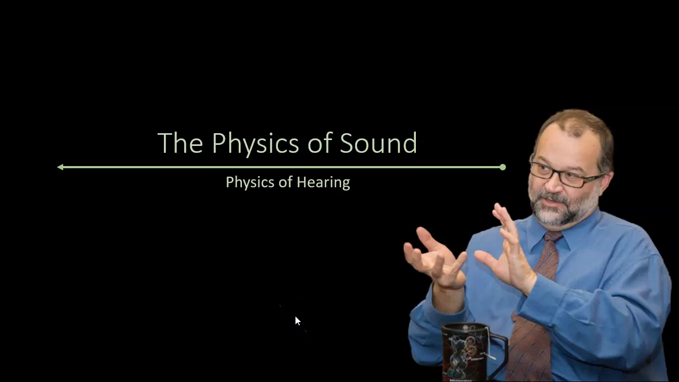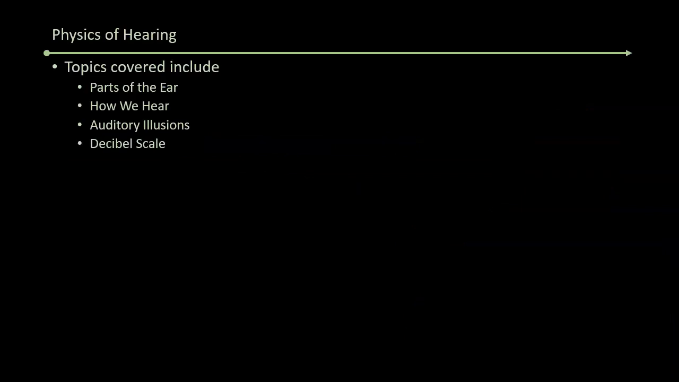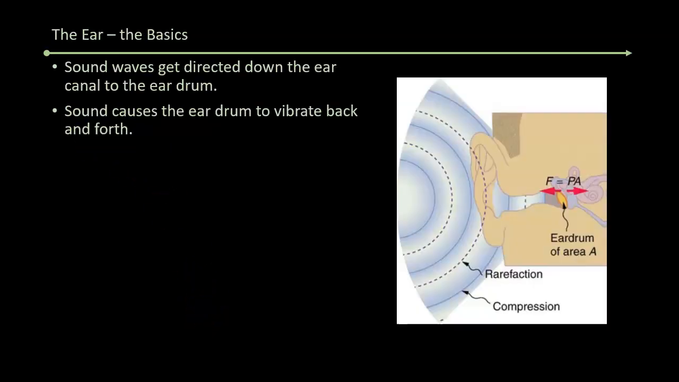We're going to talk about the physics of hearing, how we hear, and a good bit about the ear, and the scale we use when we talk about hearing and sound intensity. The topics covered include the parts of the ear, how we hear, that's all wrapped up in the parts of the ear. I've thrown in some auditory illusions for you so you can go listen to those and play with those. And then we're going to talk about the decibel scale.